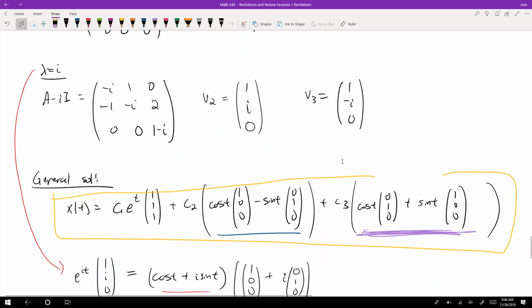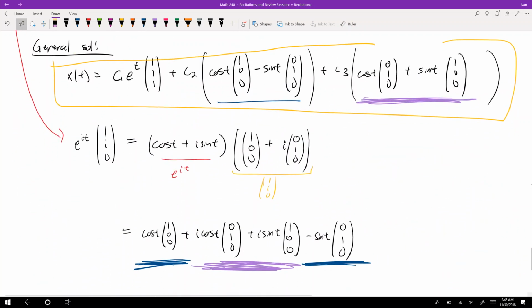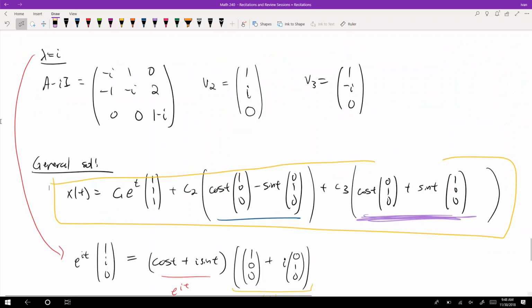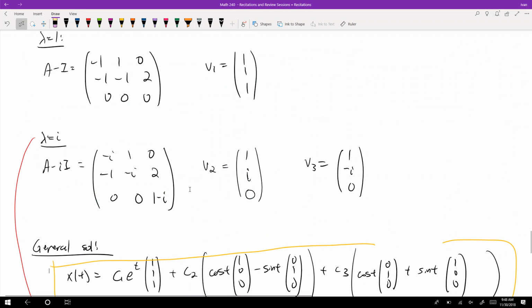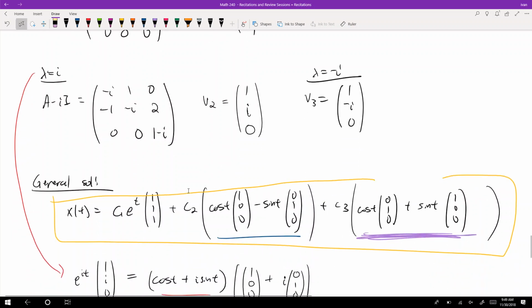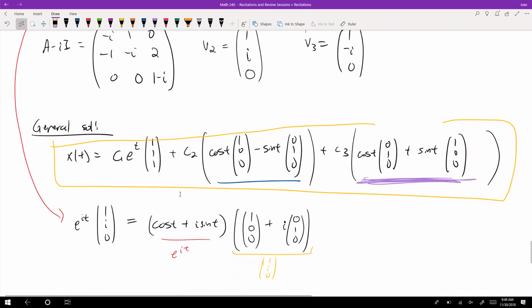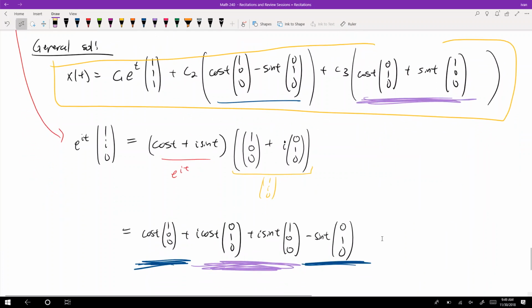It's because of how this e to the it expansion works. You would have just had e to the negative it. Because V3 is the eigenvector for lambda equals negative I. And then if you did this expansion out here, you'd more or less get the same thing. So what could happen is that this is now the imaginary term, but you'd still get the same solution. So it doesn't affect the outcome.